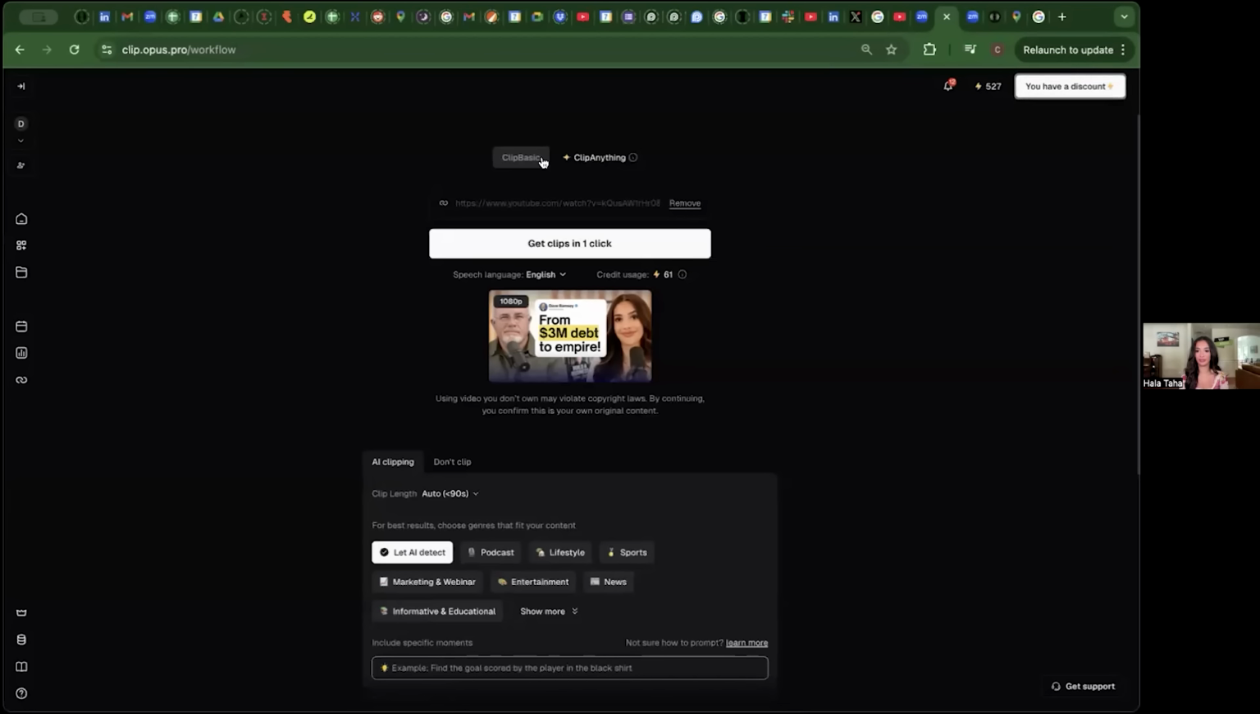It still will identify the speakers and be able to reframe it properly. But it's not going to be able to holistically understand the context the way that Clip Anything will. So I recommend you guys use Clip Anything unless you have a pretty straightforward conversation that you are trying to put in there. So use the Clip Anything model.